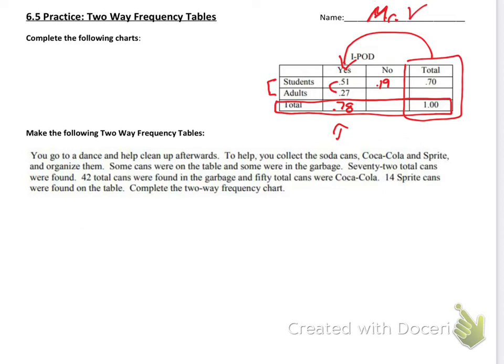Then you might think that you are stuck here because you have this box and this box, and you don't know what to put in them. But I can do the total here. I have this number and I have the total, so I can do 1 minus the 0.78, which would be 0.22. So the students plus the adults in the no category have to equal 0.22. So I would just do 0.22 minus 0.19 is 0.03.